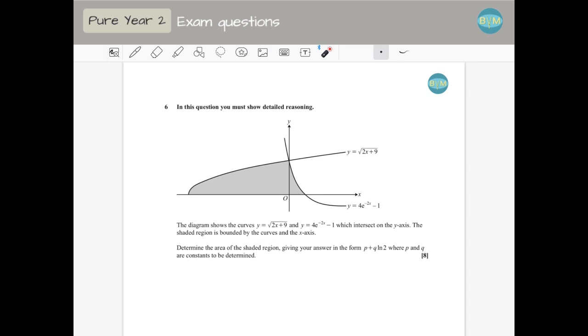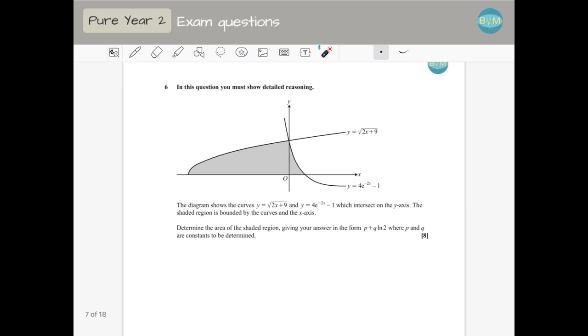Hello, this is question 6 on your June 2022 paper 3 from OCR, the A-level paper. You have a diagram which shows this curve, the square root, which is this one, and then this exponential, which is this one, which intersect on the y-axis, so here, and the shaded region is bounded by the two curves and the x-axis. And we have to find the area, giving your answer in this form.